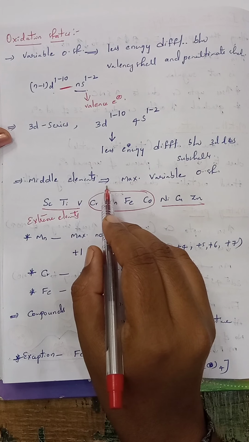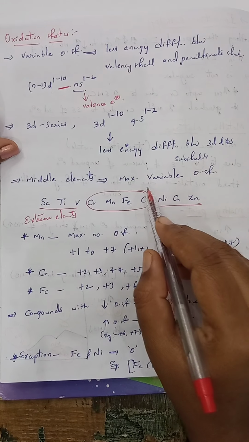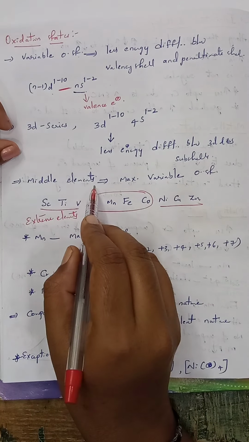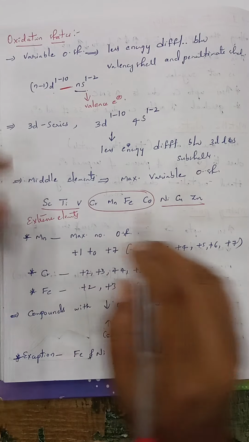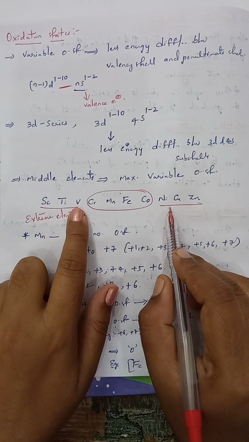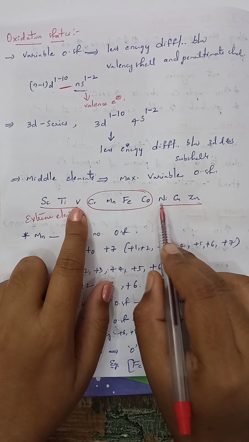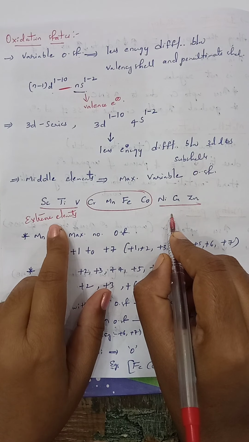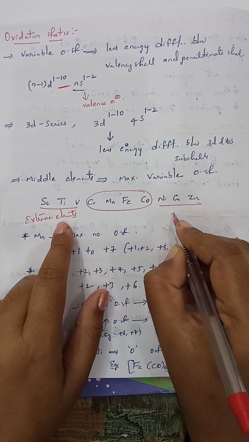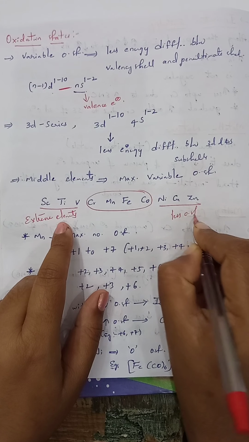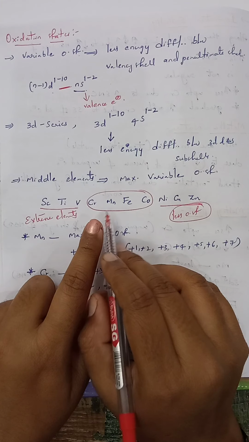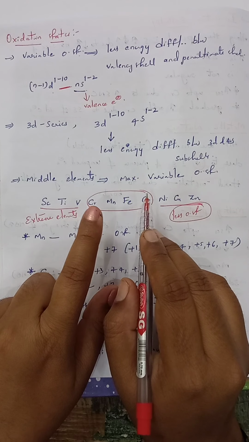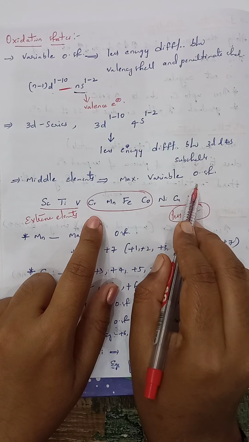And if you see the middle elements, maximum variable oxidation states can be shown by the middle elements. For example, scandium, titanium, vanadium, zinc, copper and nickel are said to be extreme elements. These extreme elements always show fewer oxidation states. Whereas middle elements like chromium, manganese, iron and cobalt can show maximum variable oxidation states.